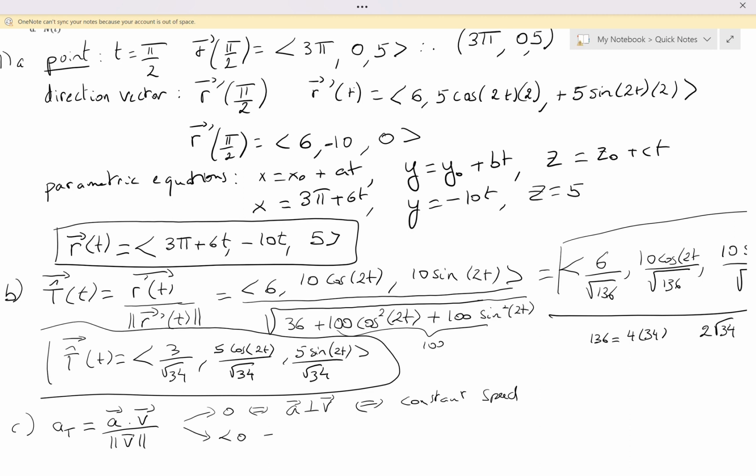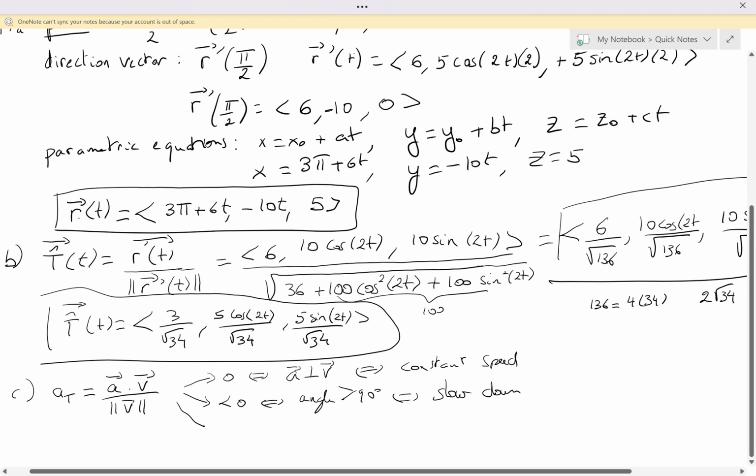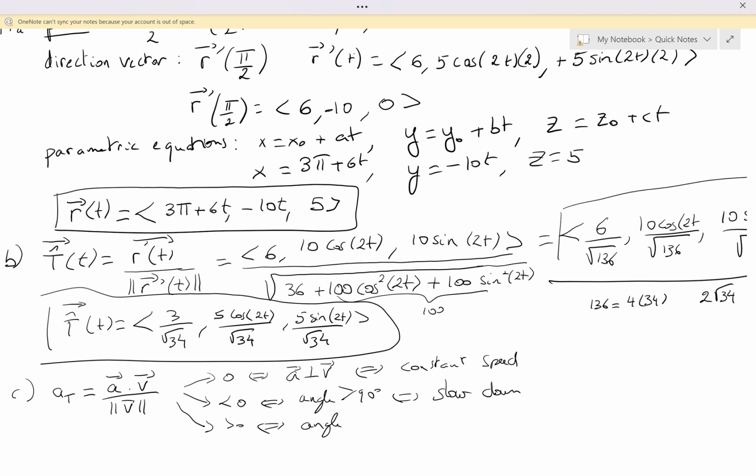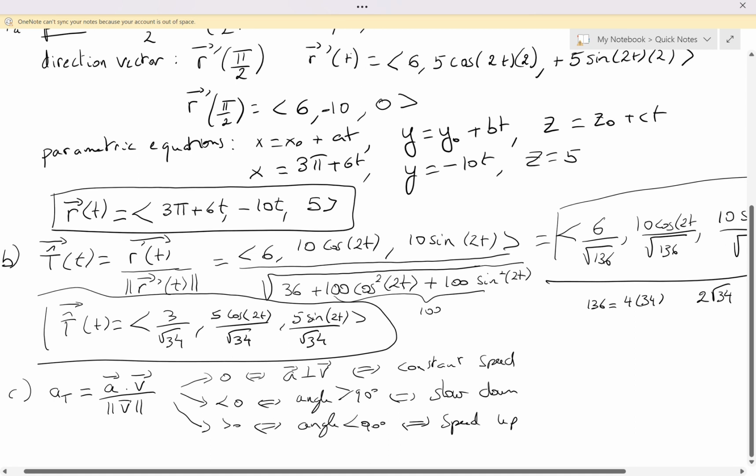If it's less than 0, that means that the angle between A and V is greater than 90 degrees. So the particle is going to slow down, because the acceleration is pulling the other direction, basically. And if it's greater than 0, the angle between the acceleration and the velocity is less than 90 degrees. That means they work together, so the particle is going to speed up. So we're just going to find this.